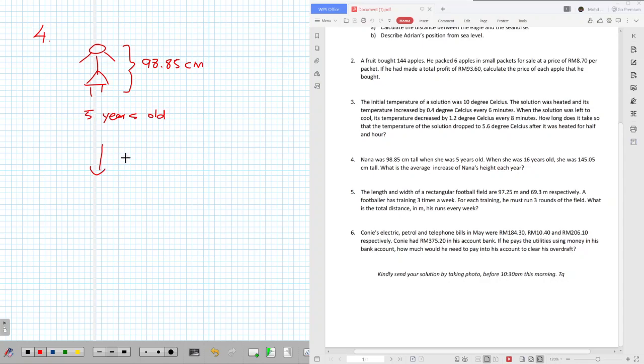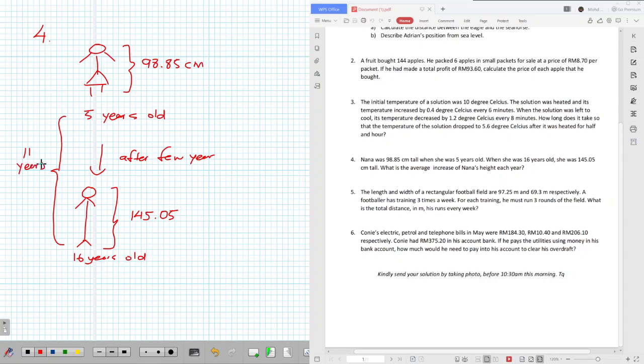After a few years she became a teenager, and the height is 145.05. What is the average increase of Nana's height each year? So we can see this is 5 years old and this is 16 years old. If we deduct the age, we see the difference is 11 years. So we need to find the average increment for each year.